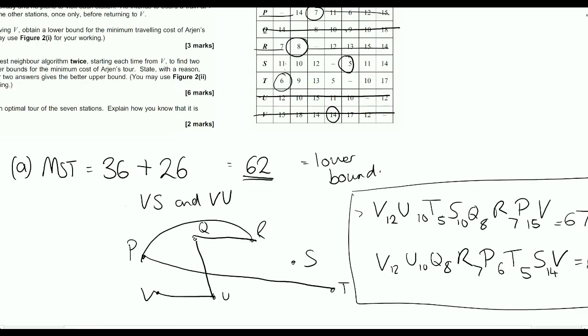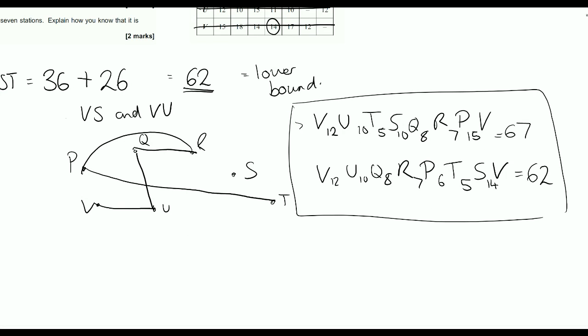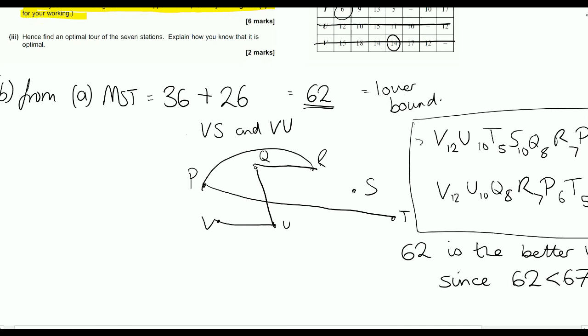And then the question says, state with a reason which of the 2 answers gives the better upper bound. So I'm going to write beneath it, 62 is the better upper bound, since 62 is smaller than 67, and for the upper bound we want the smallest possible upper bound. And then we've got, hence find an optimal tour of the 7 stations. Explain how you know that it's optimal.